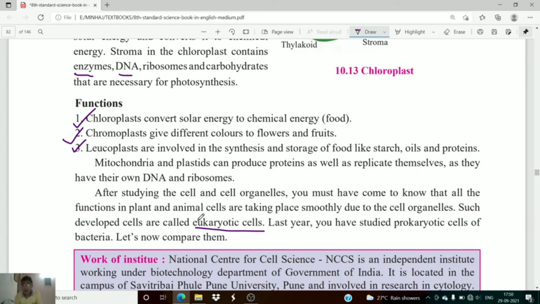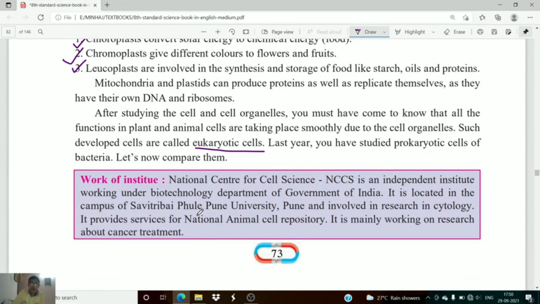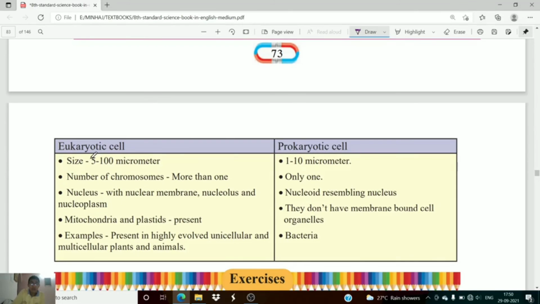Last year you studied prokaryotic cells of the bacteria. Now in this year we have studied the eukaryotic cells. Now let us compare them. If you want to compare the prokaryotic and eukaryotic cells, let us try to understand how we can compare them. Here the distinction between the two cells is given. We will study the parameters of the eukaryotic cell and also look into the prokaryotic cell. The first thing is that the size of the eukaryotic cell is about 5 to 100 micrometer, whereas the size of prokaryotic cell ranges between 1 to 10 micrometer.